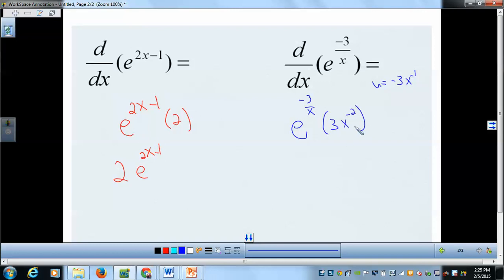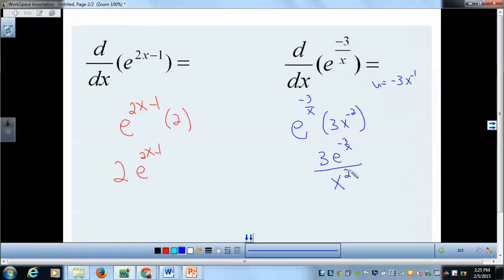Now, if you clean this up, the 3 and the e to the negative 3 over x will be in the numerator, and this x to the negative 2 is going to go to the denominator like that. So that's how we take the derivative of e to the u.